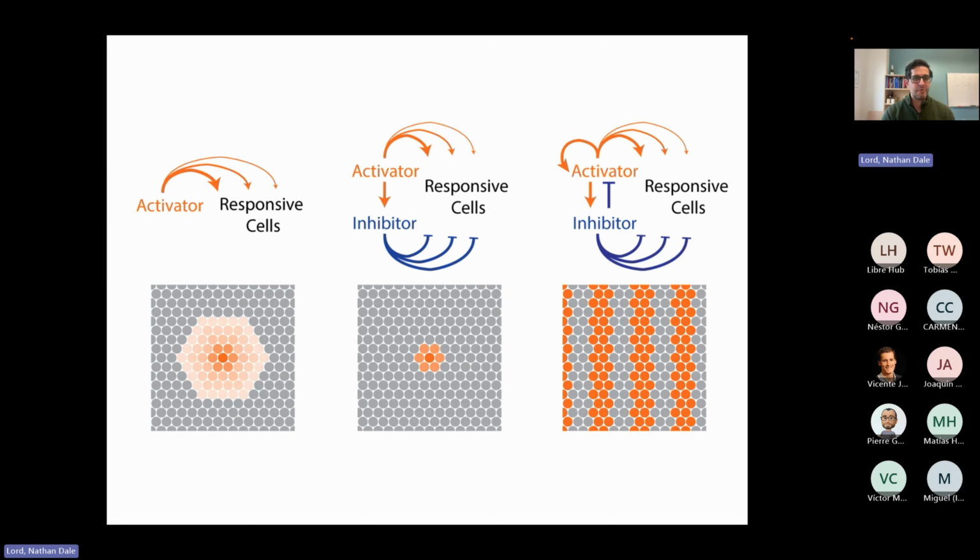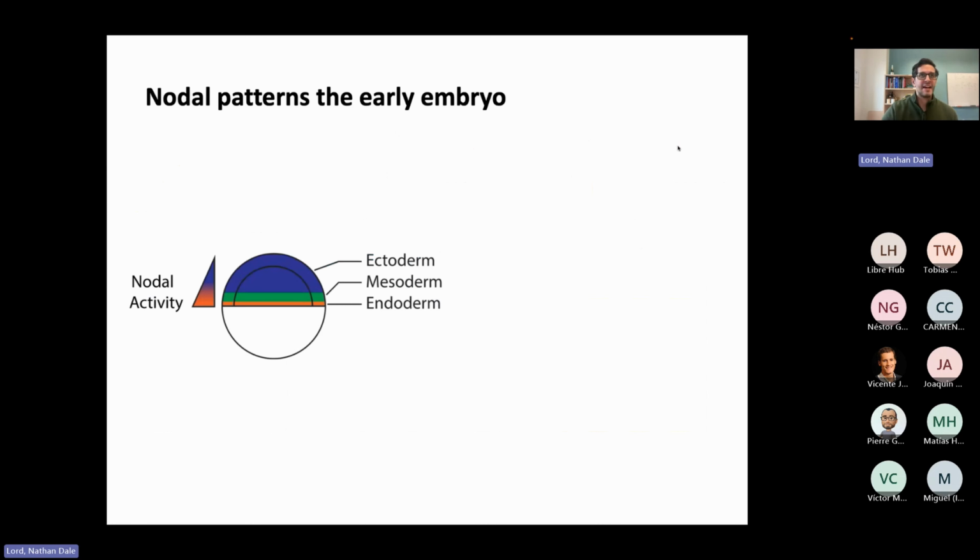And the overarching question that motivates everything I'm going to talk about today is, can we get our heads around what feedback is doing in a specific context in zebrafish development? And that context is nodal signaling. Nodal is a TGF-beta family signaling molecule that orchestrates one of the first cell fate decisions in vertebrate embryos, which is which germ layer to join.